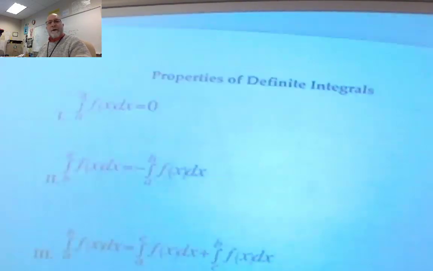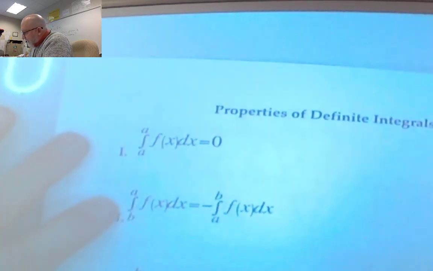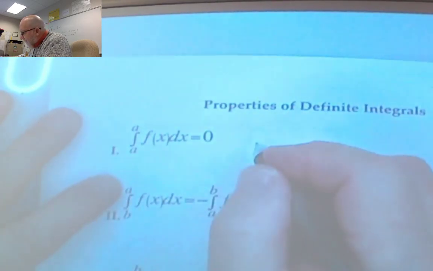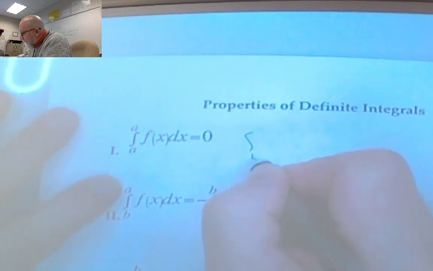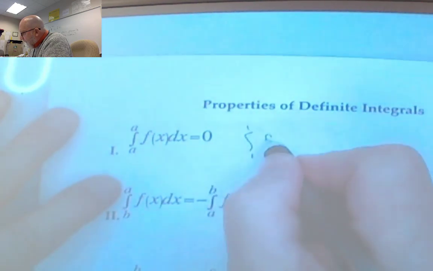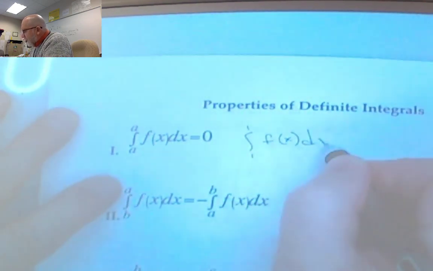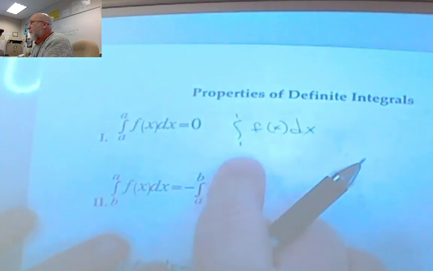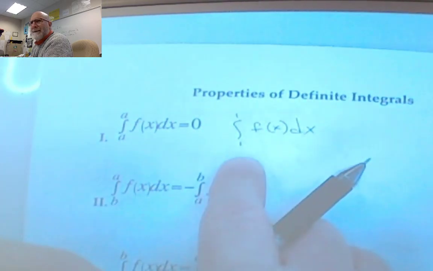All right, backside. Okay, there's some properties you need to know. So if a and b are the same number, such as I'm integrating from 1 to 1 of f of x dx, you're really asking, what's the area between 1 and 1? You won't have any area. Does that make sense? Because there's no space, right? So this is 0.